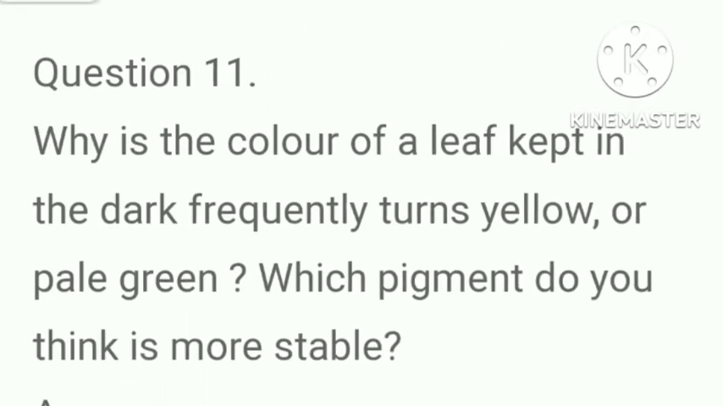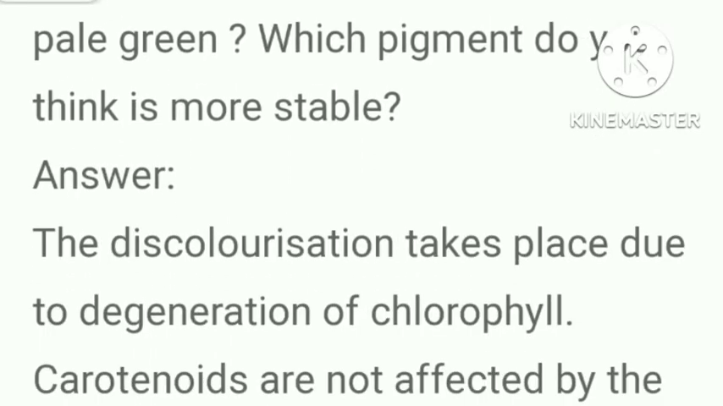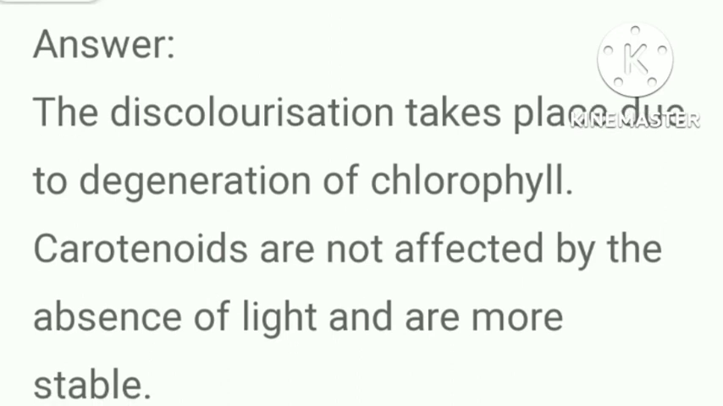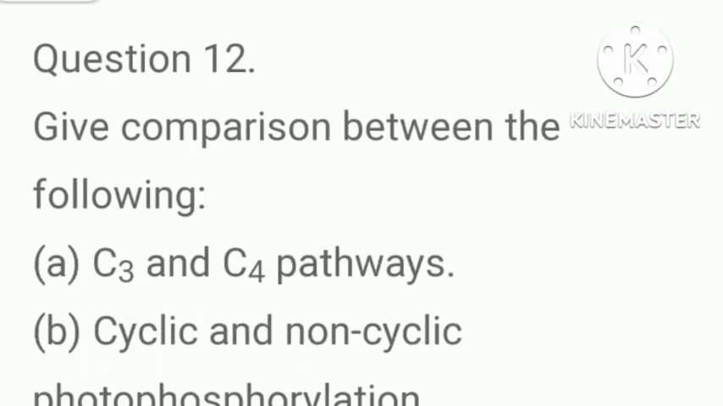Why does the color of a leaf kept in the dark frequently turn yellow or pale green? Which pigment do you think is more stable? Answer. The decolorization takes place due to degeneration of chlorophyll. Carotenoids are not affected by the absence of light and are more stable.